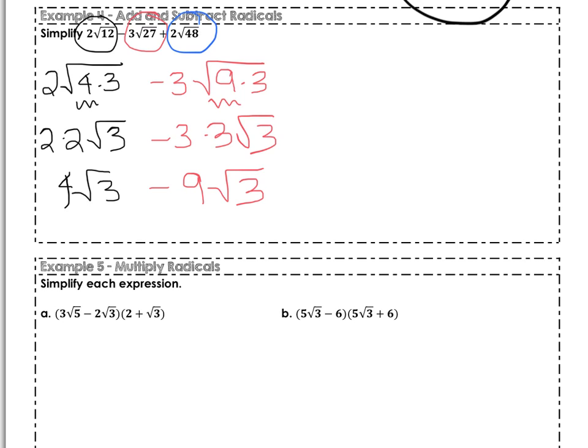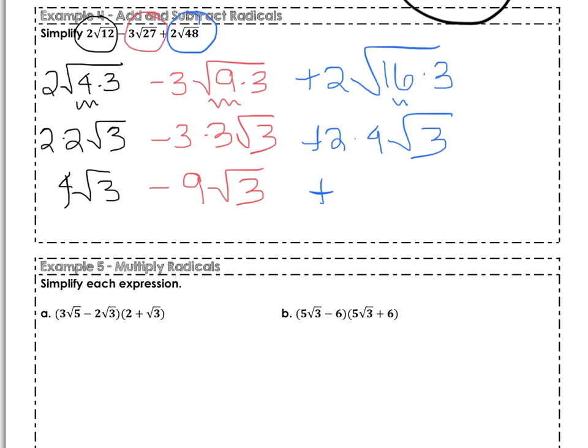Last term, let's take a look at him. We have a 2 square root of 48. Ooh, 48, that's a little bit more difficult, okay? But that's really going to be 16 times 3. And the square root of 16 lets me pull out a 4, radical 3. And 2 times 4 is 8, so he's really 8 radical 3.